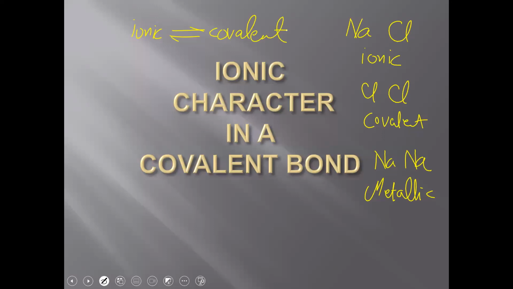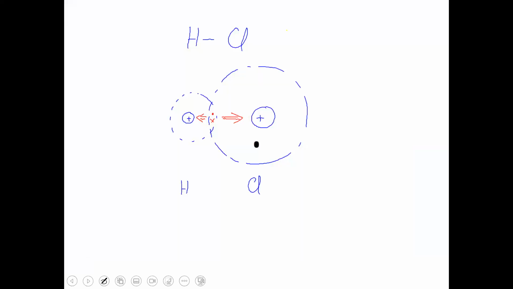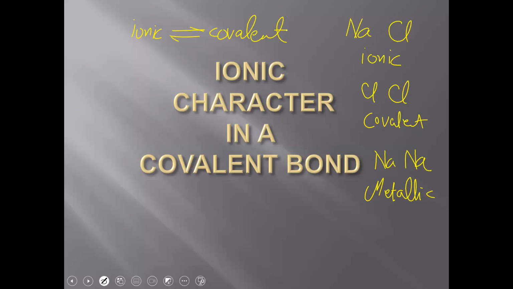Every ionic bond has some covalent character, while every covalent bond has some ionic character. Okay.